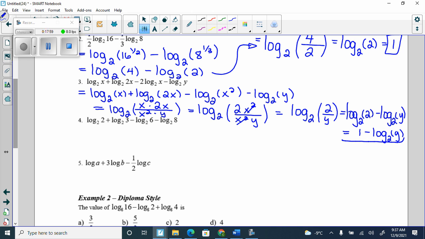Now, which is better? The one that matches the multiple choice. That's it. None of those is better. If they say simplify, though, you technically could simplify, so you keep going to where we're at.